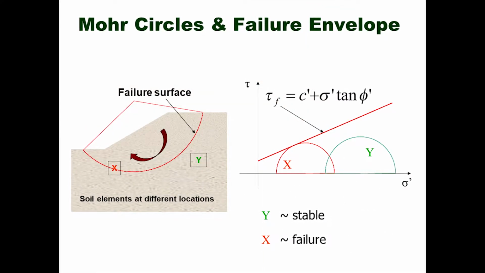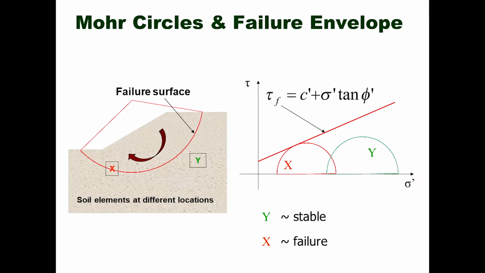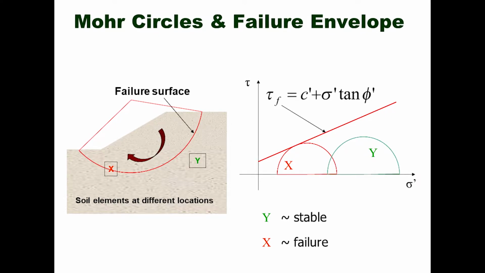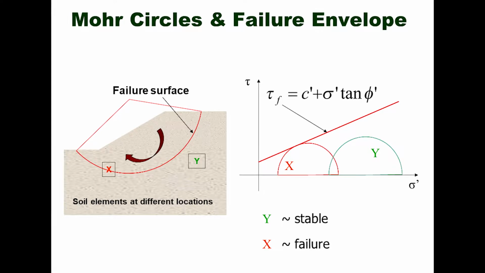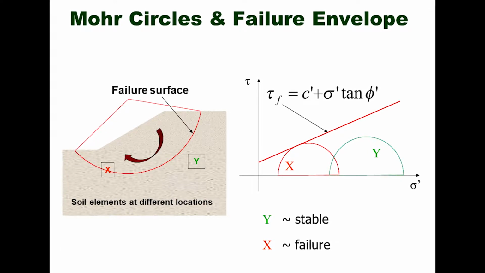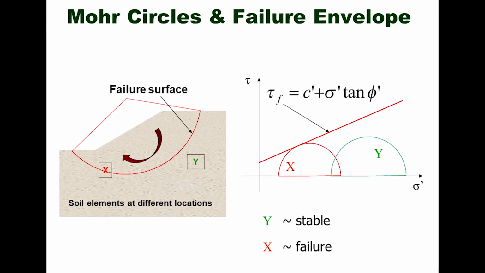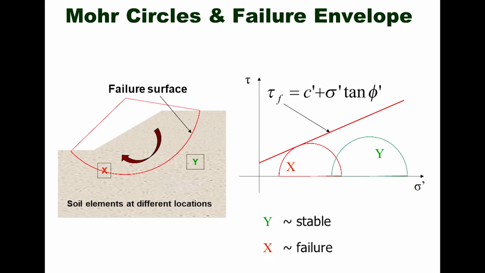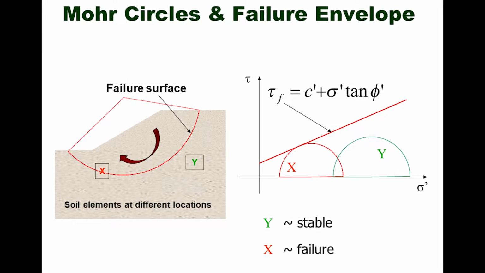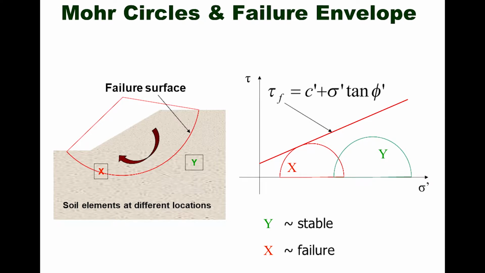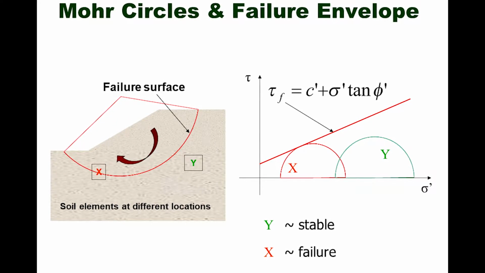Mohr circles and failure envelope. Tau f is equal to c dash plus sigma dash tan phi dash, and there are two circles drawn, X and Y. Y is stable because it is away from the failure envelope and lies below it. The X circle is touching the failure envelope, and that is failure, as shown in the figure.